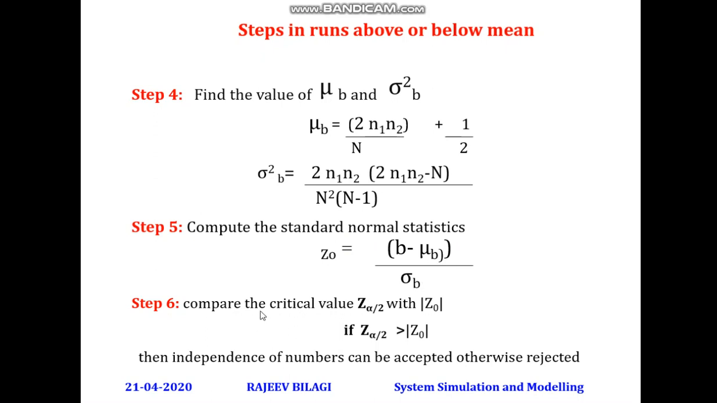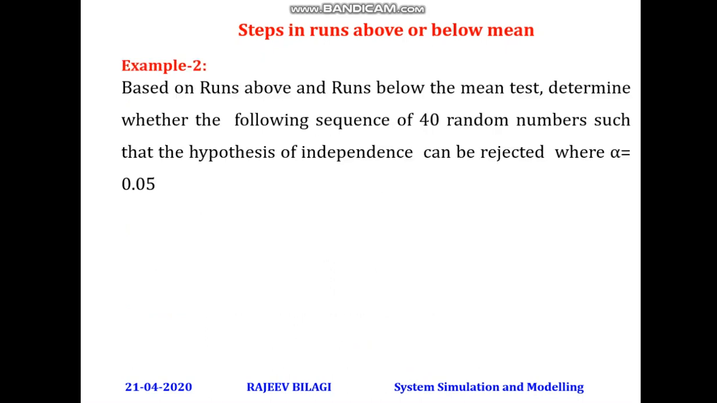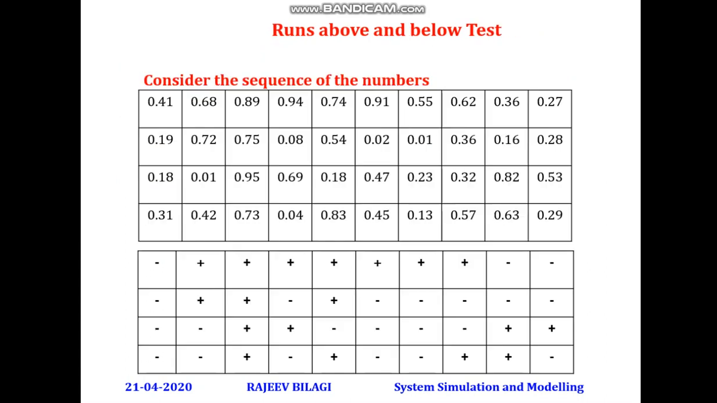Now, in the last step, you find out the critical value alpha. The alpha value will be given, which is the level of significance, compared with z naught. And if it is greater, then say it is accepted, otherwise rejected. So now these are all the major 6 steps. Now we'll find out, based on runs above and below the mean, the test for a sequence of 40 numbers.